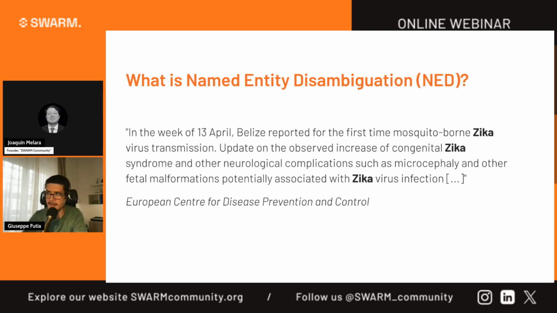To introduce named entity disambiguation, I would like to share with you this simple example, which is a text extracted from a report of the European Center for Disease Prevention and Control. You can see that in this portion of text, I've highlighted the word Zika. Apparently in this report, the Zika term occurs 3 times. But the question is, do all these occurrences represent the same entity of the real world?